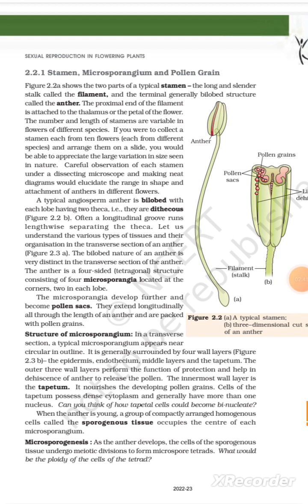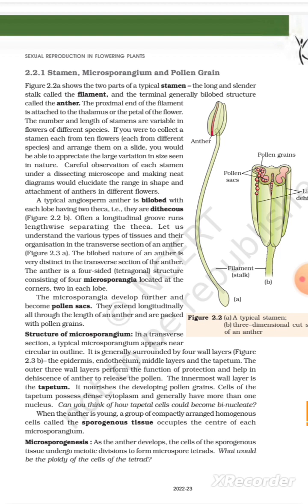Figure 2.2a shows the two parts of a typical stamen, the long and slender stalk called the filament and the terminal, generally bilobed structure called the anther. The proximal end of the filament is attached to the thalamus or the petal of the flower. The number and length of the stamens are variable in flowers of different species.